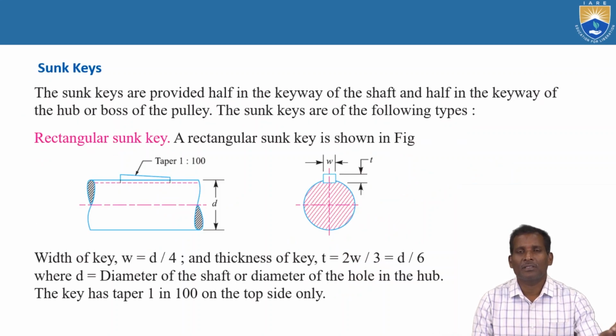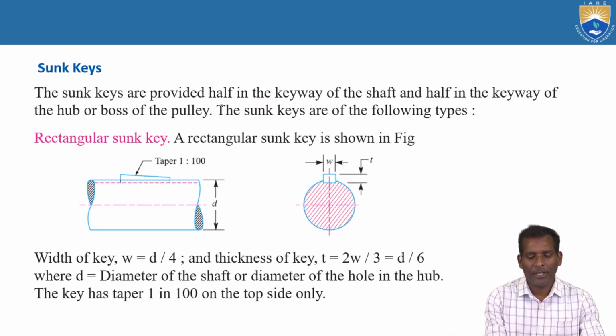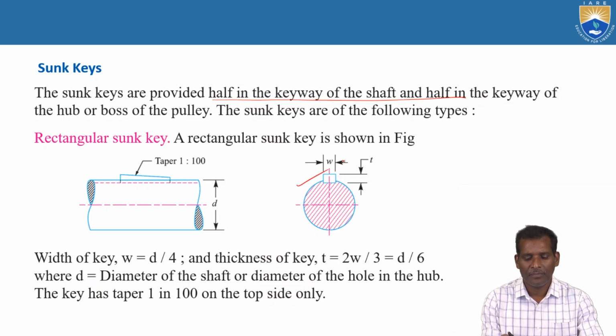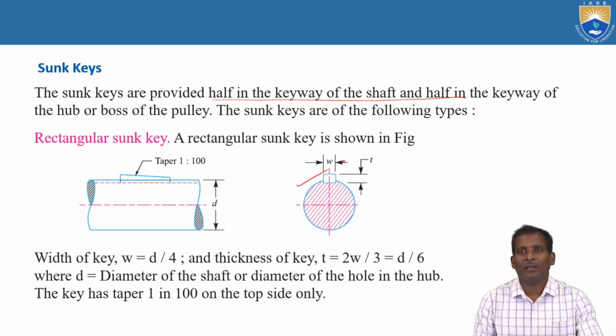Now, we'll see sunk keys. The sunk keys are provided half in the keyway of the shaft and the remaining half in the keyway of the hub, also called the boss of the pulley, as shown in this diagram. These types of keys are called sunk keys.